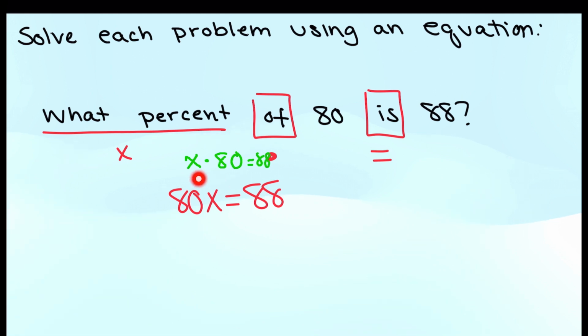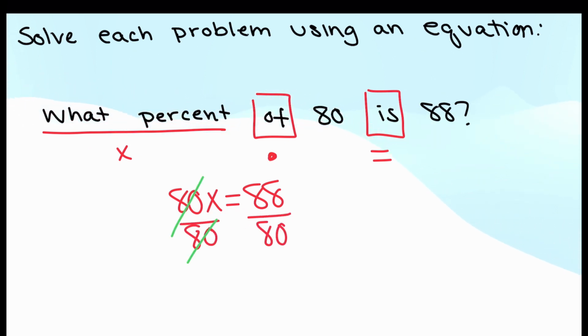Now the order of multiplication doesn't matter. I'm going to put the 80 in front of the x just because I think it looks nicer. So we've got what percent, that's my x, of, so times 80, that's 80x, is 88. So 80x equals 88. To solve, I have to divide both sides by 80.